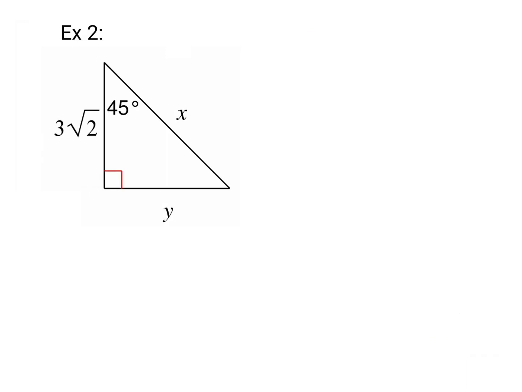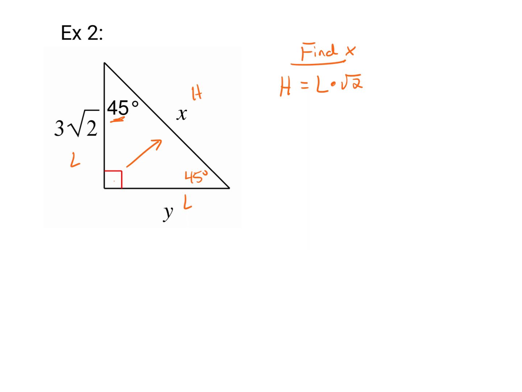So example 2. Okay, so right off the bat, I'm going to label it. This is my h, my hypotenuse, and these are my legs. Okay, so I have one that's 45, I have a 90, so I know the other one's going to be 45 as well, because they have to add up to 180. And let's find x first. So we use our formula, and I'm going to shorten it to h, hypotenuse is equal to leg times square root 2.